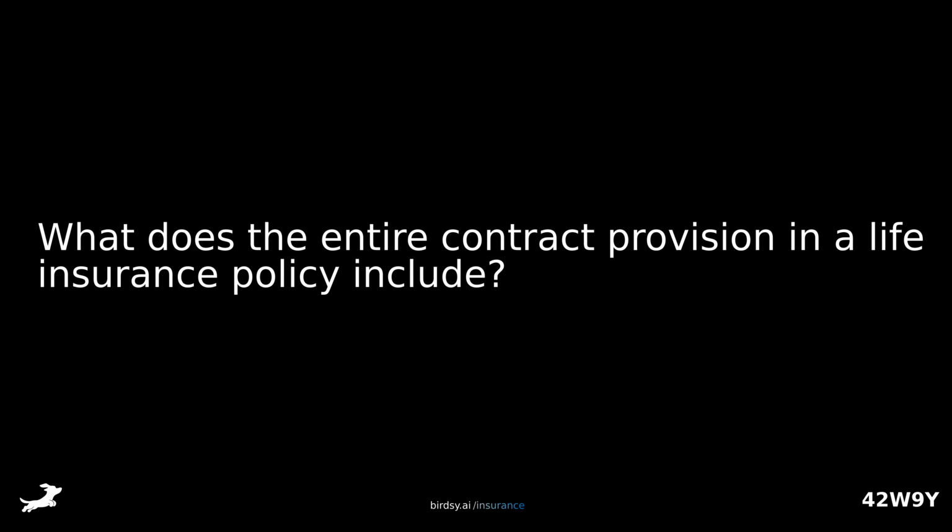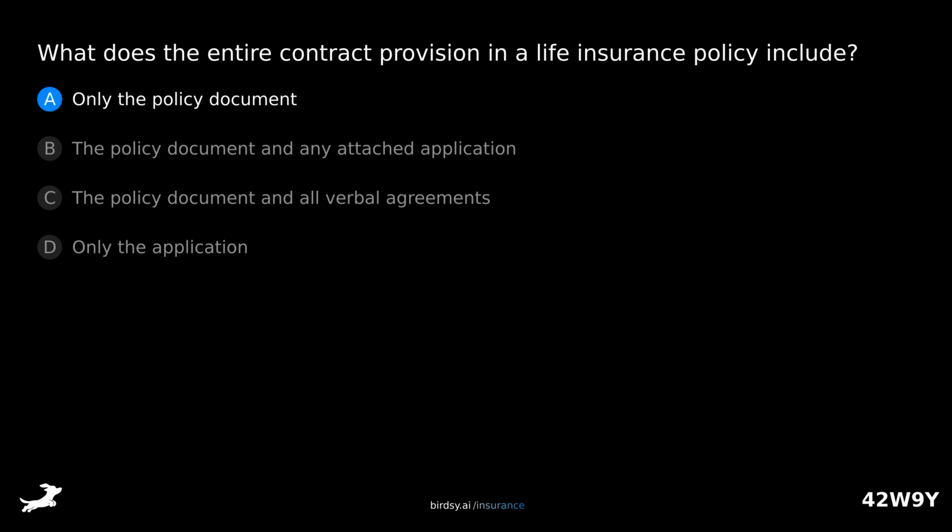What does the entire contract provision in a life insurance policy include? Is it A, only the policy document? B, the policy document and any attached application? C, the policy document and all verbal agreements? Or D, only the application? The answer is B, the policy document and any attached application.